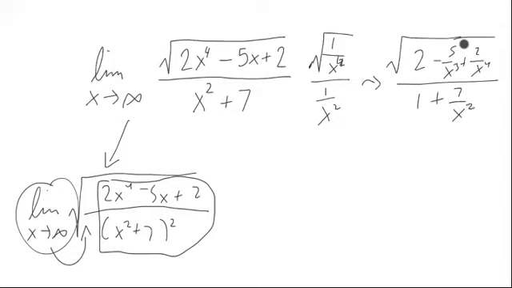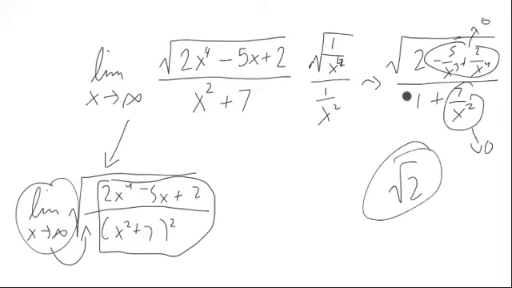Then as x goes to infinity, these go to 0, this also goes to 0, and you're left with the square root of 2. Remember the limit popping into each respective part so that you can think of those individually. So there are two different ways of tackling that one.